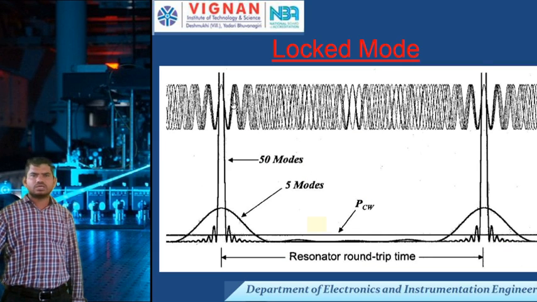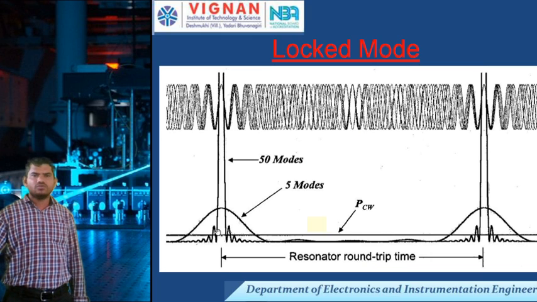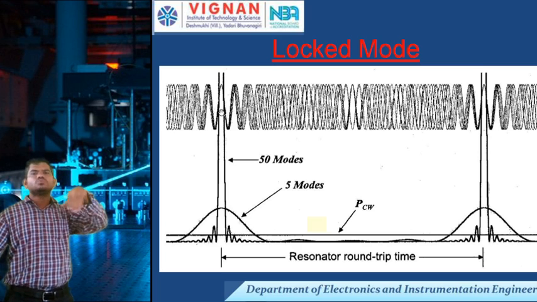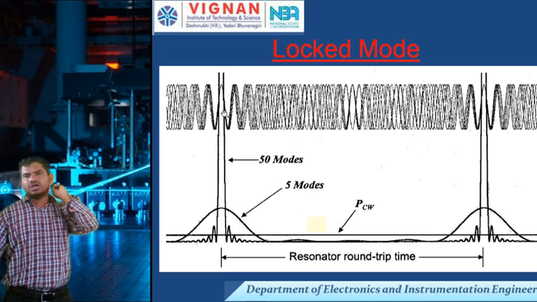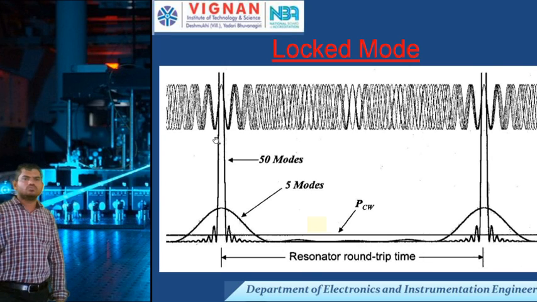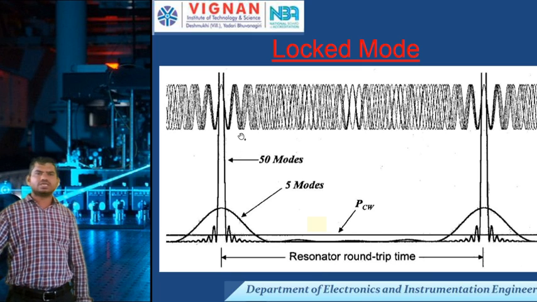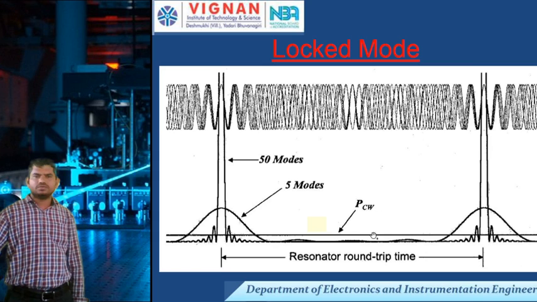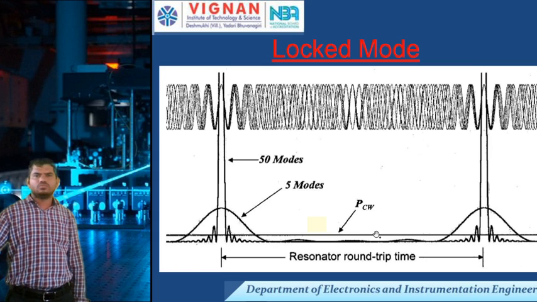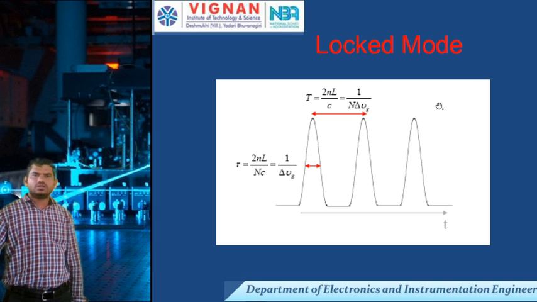These are mode locked. Now I am locking this area, and now I am getting a sharp output. Now I am locking this area, and now I am getting a sharp output. The number of modes: how many modes are in this laser light? Modes means how many laser lights are there. Fifty modes are there. Locked mode: now I can lock the particular area, and now I am getting a narrow beam.